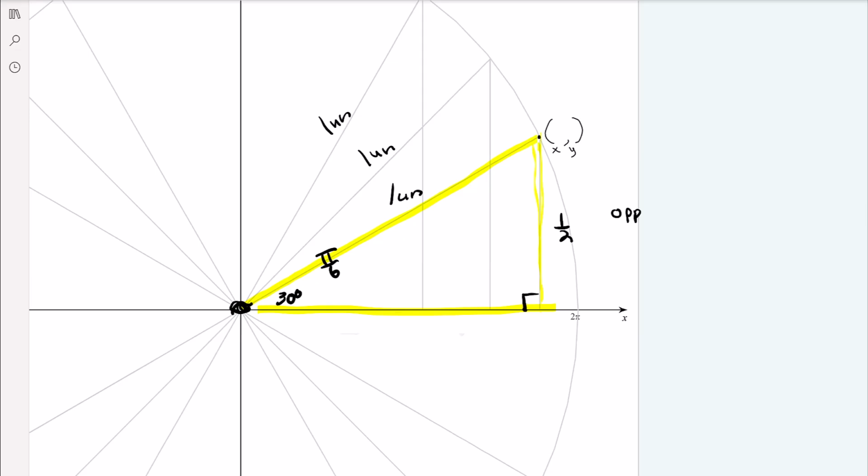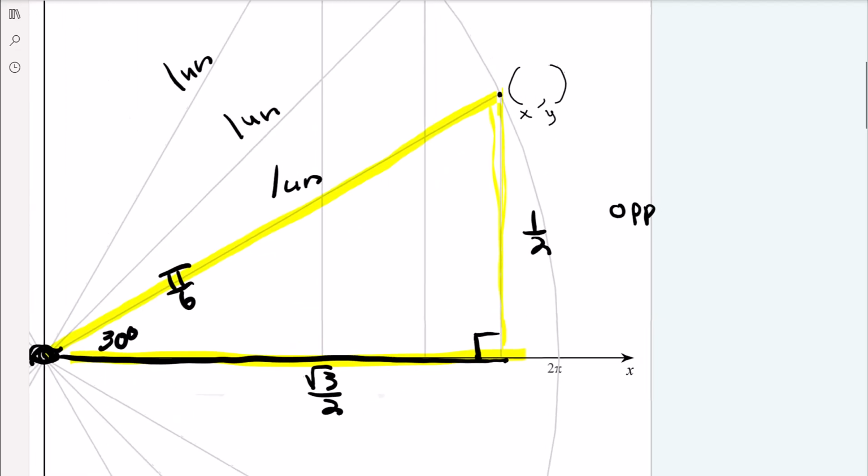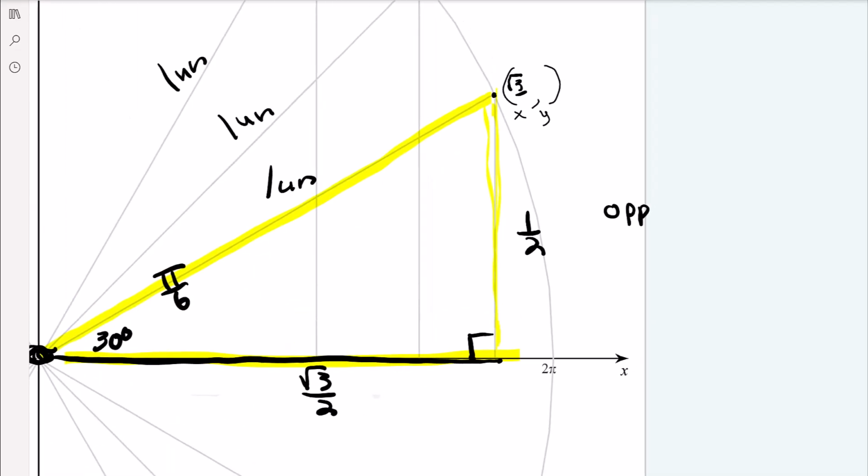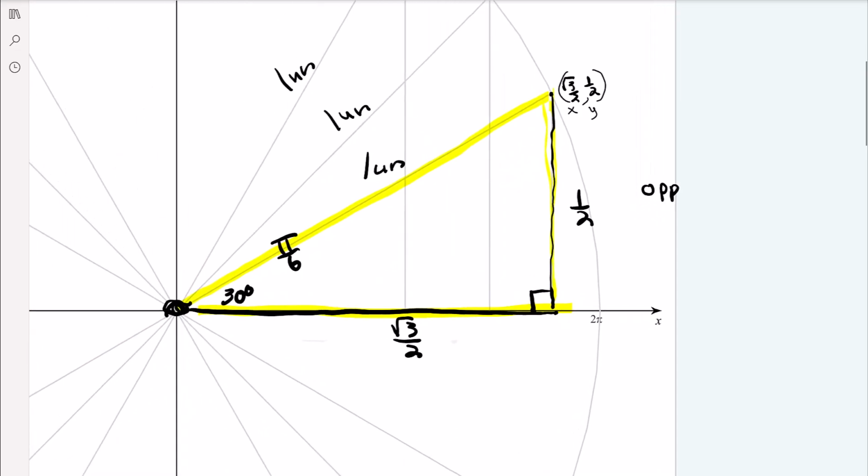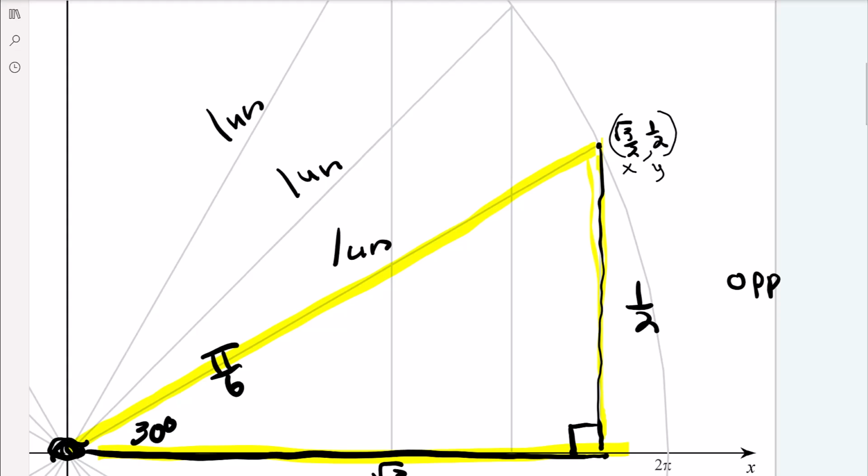Each of these are 90 degrees. This entire length is √3/2, and that's our x value. And this height is the height of 1/2. So on the unit circle, every angle that is 30 degrees has an x value that is either positive or negative √3/2, and a y value that is either positive or negative 1/2.